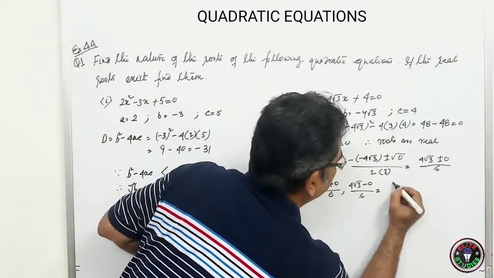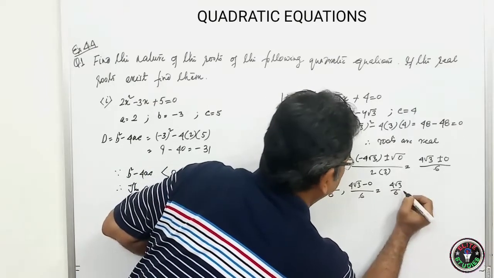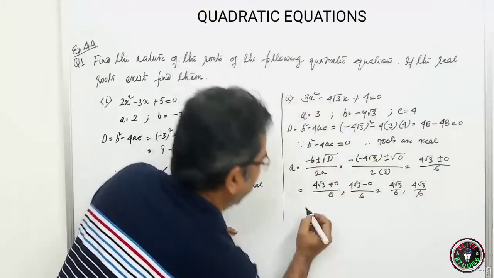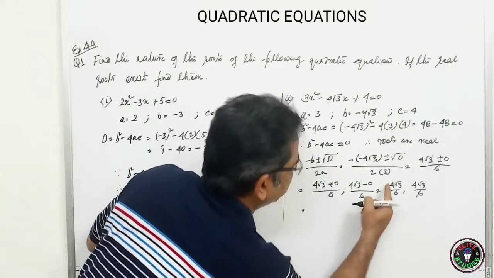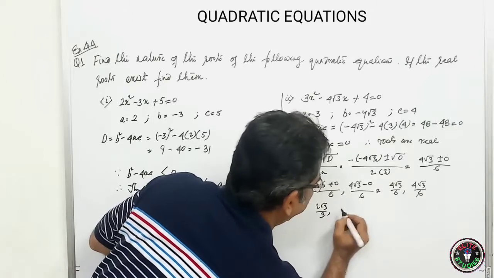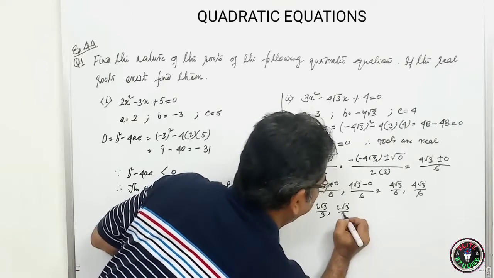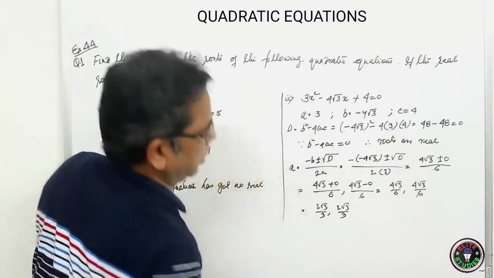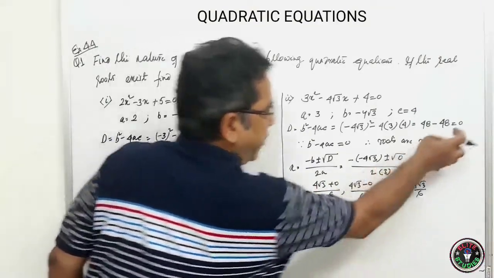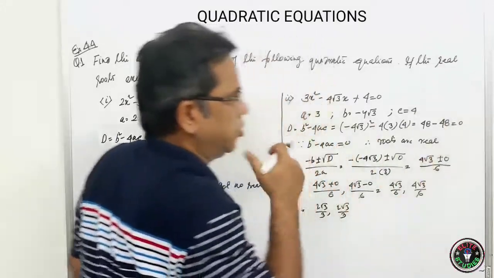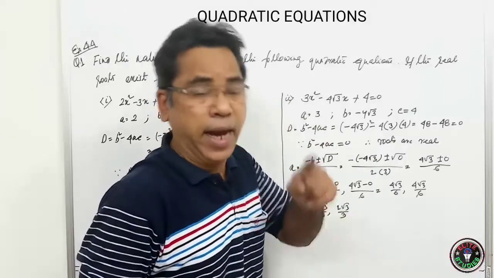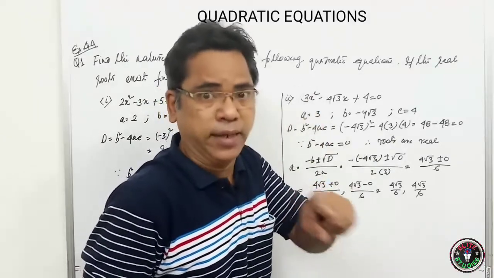So you see, students, we got 4 root 3 by 6 and 4 root 3 by 6. If you simplify, 2 to the 4, 2 3 6, it will be 2 root 3 by 3. You see, the roots are equal. They are not only real, but they are also equal. Why are they equal? Because b square minus 4ac is equal to 0. So remember, if b square minus 4ac is equal to 0, then roots will be real and equal.